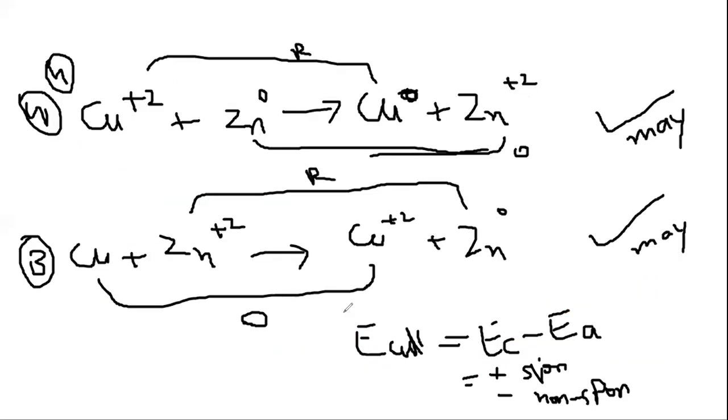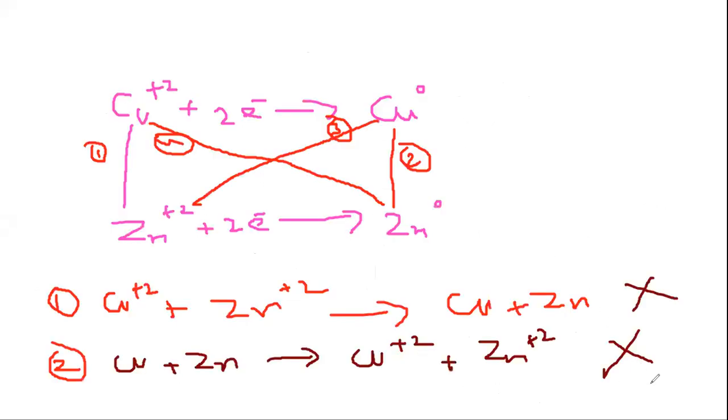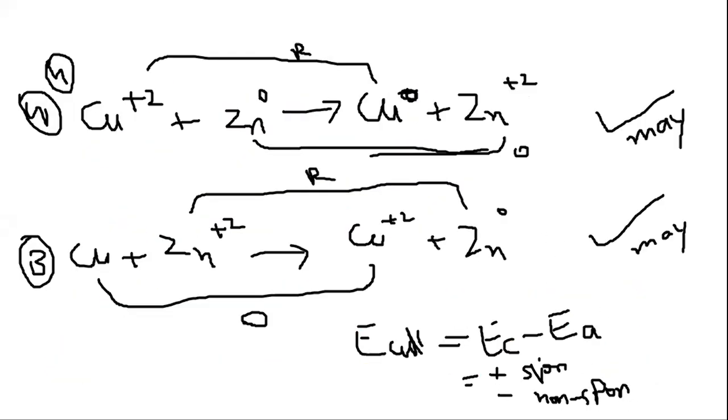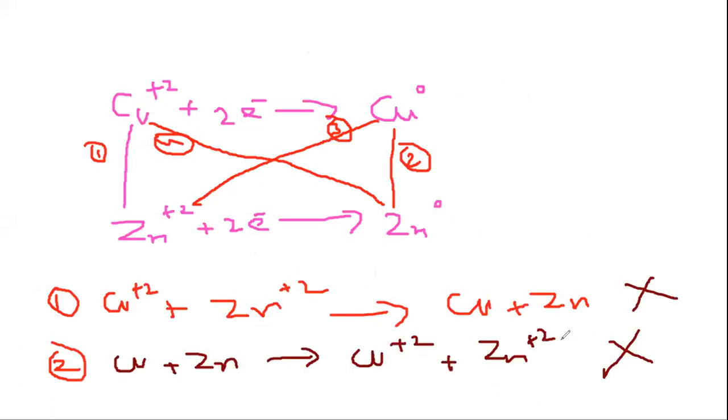So again, if you want to know the spontaneity of the reaction, you must have a cell potential. Without cell potential, you cannot say which reaction is spontaneous or non-spontaneous. So I am going to write the cell potential over here. The potential of this one is 0.34, and this one is minus 0.76. So now you can calculate the cell potential.